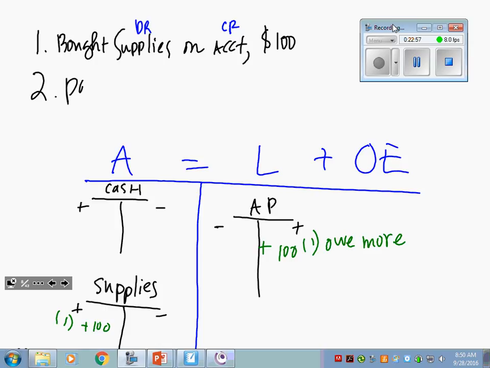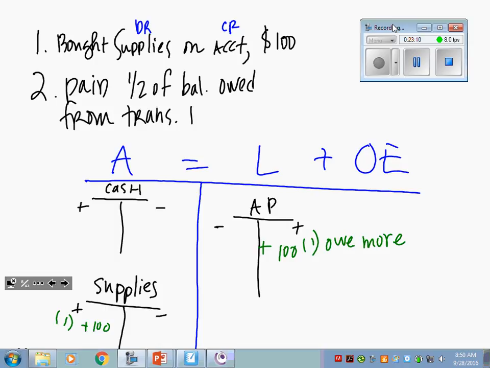Transaction 2. Paid half of the balance owed from transaction 1. So $50. I see the word paid. Are we debiting or crediting cash? Why are we going to credit cash? Because it went down. So if I credited something, even if I don't quite understand it, what does the other part have to be? Debit.